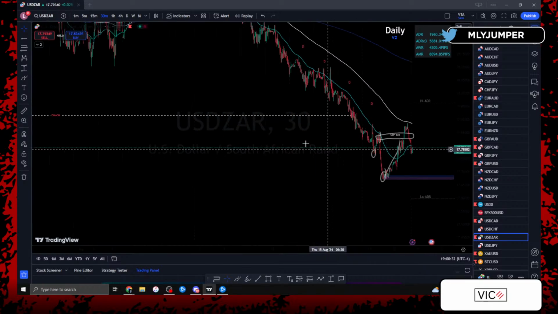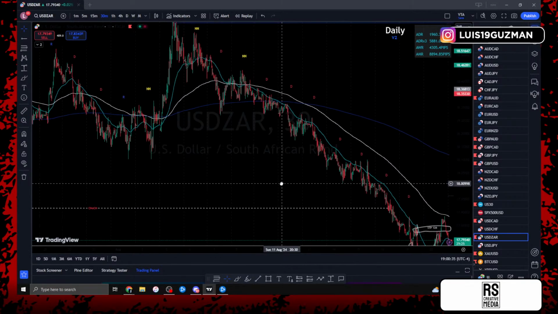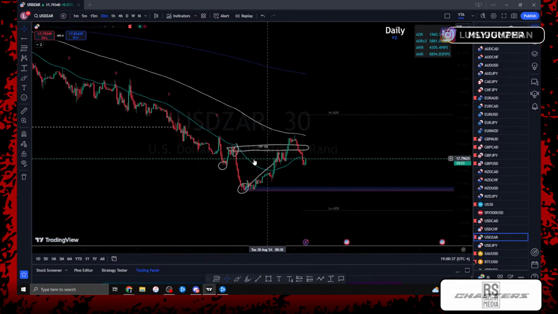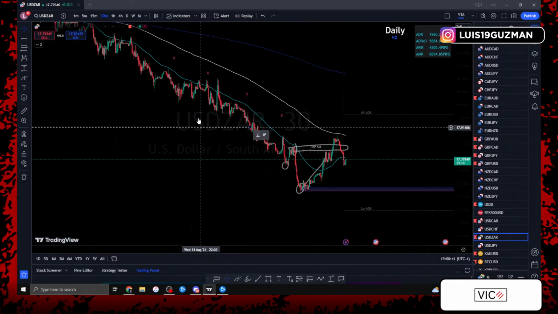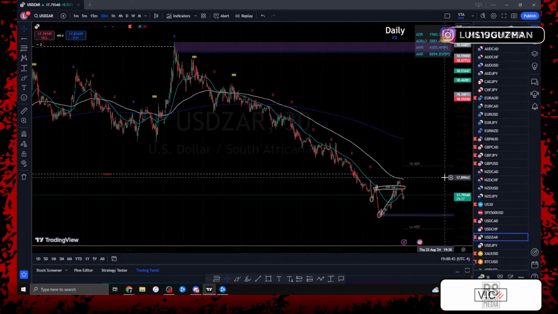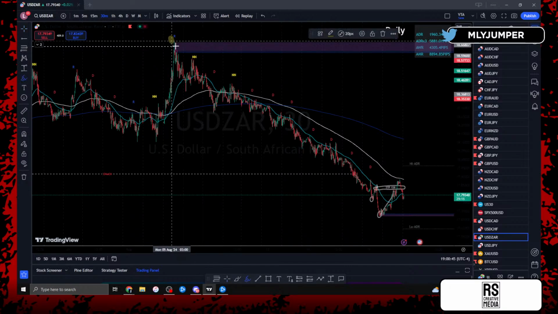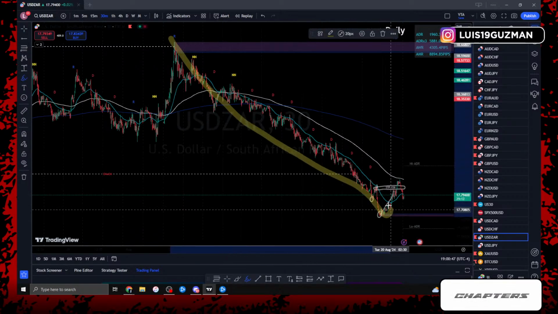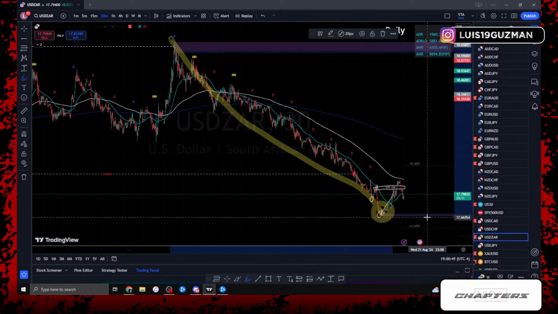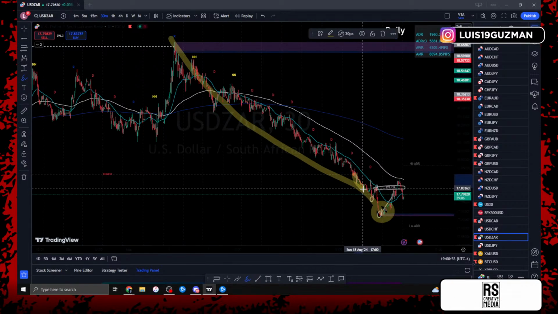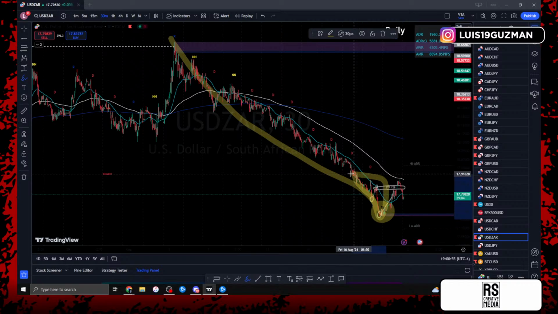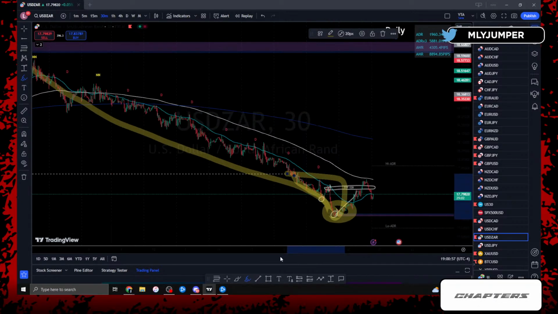But if we were to say that, we'll have to really put into perspective that this isn't a significant pullback on USDZAR. This is all part of the same trend. From this high all the way down to these lows are all part of the exact same trend. None of this is a pullback. Anything from here, none of these are pullbacks.